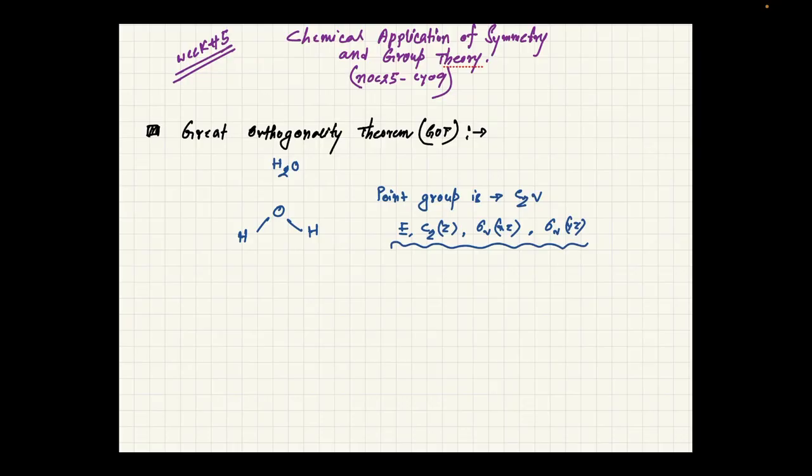So before writing down the character table, we have to first identify if there are any classes amongst these symmetry operations. Now for the C2v point group, there are 4 classes. 4 classes means 4 symmetry operations, each from an individual class. So 4 classes means there will be 4 irreducible representations. The number of classes will be equal to the number of irreducible representations.